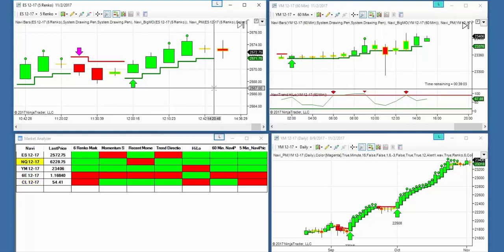Right now the E-mini is just trading sideways. We know that if we break up or down out of this sideways formation, then we'll likely see a big move in that direction.